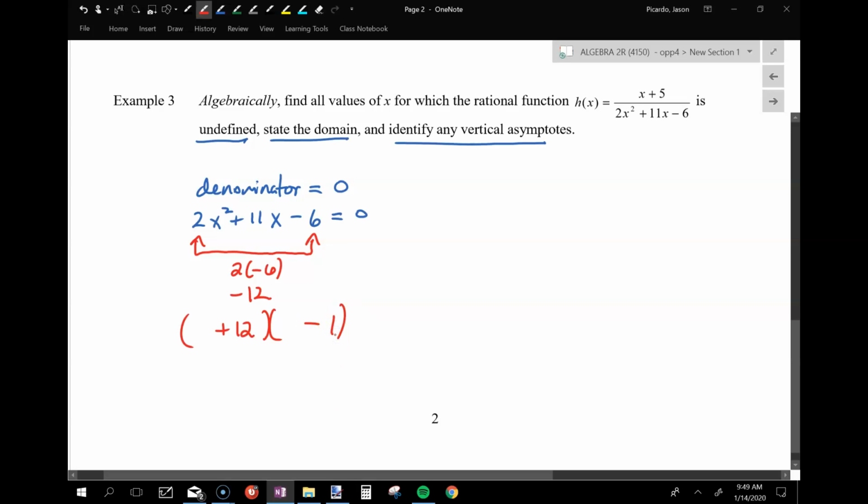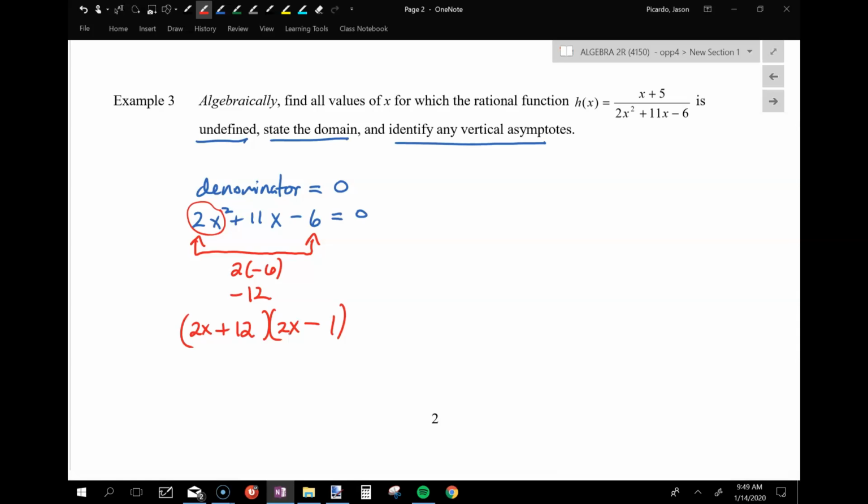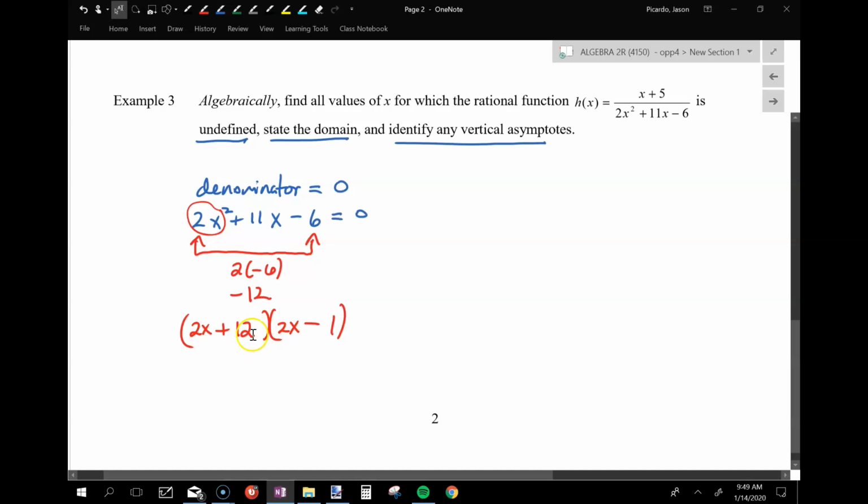What goes in front? And you guys practiced this a lot yesterday. 2x goes in front, whatever this is. And then we have one more step. What was that one more step? You divide by a factor that's common to the factor if you can, right? Is there a factor common to this? 2. And is there a factor common in this? Nope.